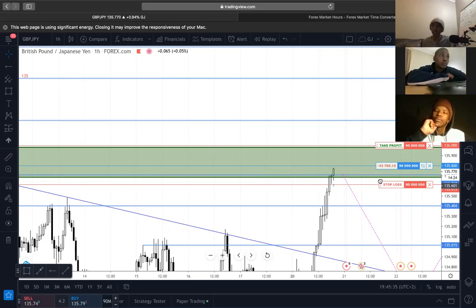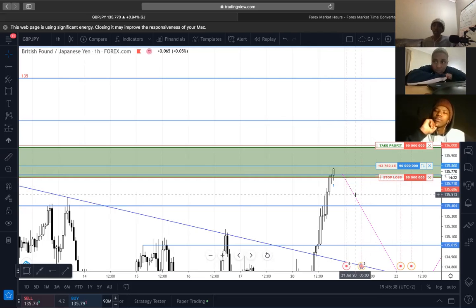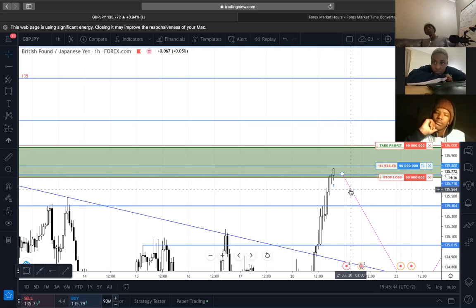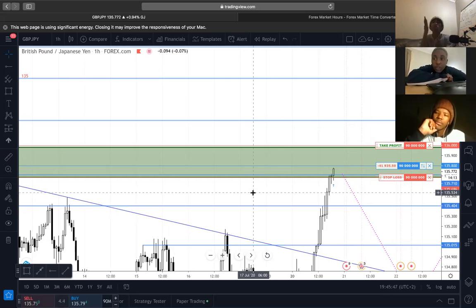Set your stop loss, set your take profit. You set your trade and let it run. If it hasn't hit one of the two, let it be. That is how you trade. That is how trading is done. You open a trade, you open a position, you set your stop loss, you set your take profit, and then you let things run. You don't just leave a trade running.